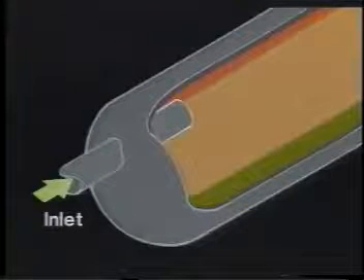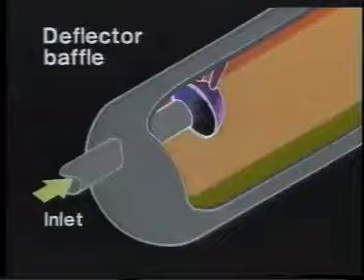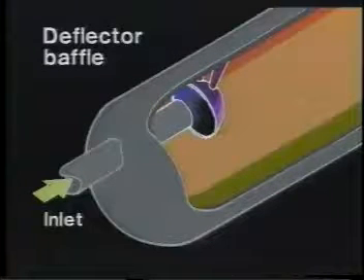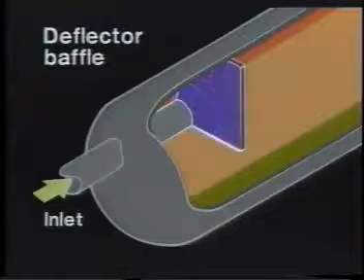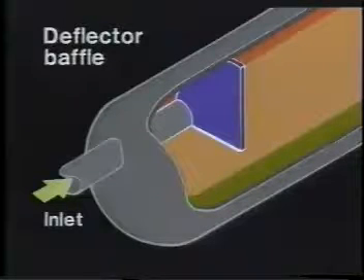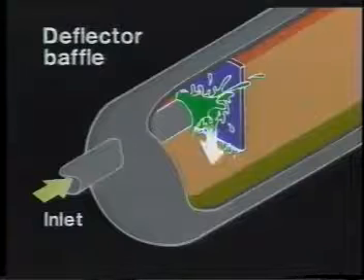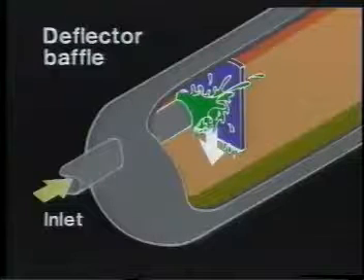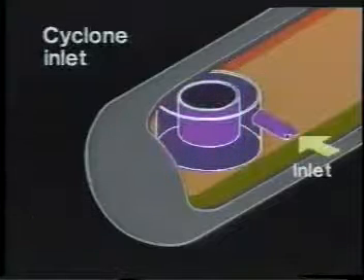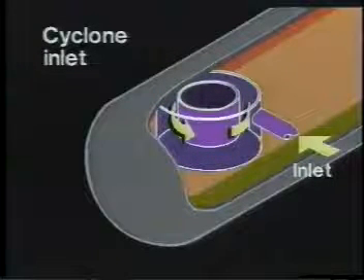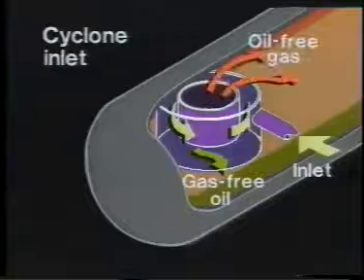There are many types of inlet diverters. The first type is a deflector baffle. This can be a spherical dish, flat plate, or just about any shape that will cause a rapid change in the direction and velocity of the fluids, and thus disengage the gas and liquid. A cyclone inlet uses centrifugal force rather than mechanical agitation to disengage the oil and gas.